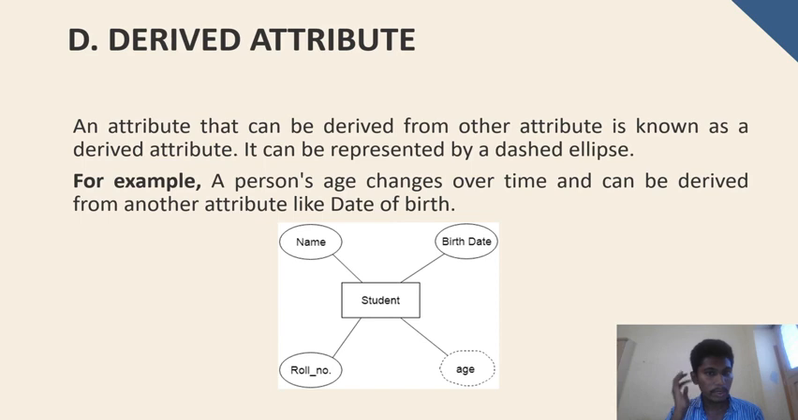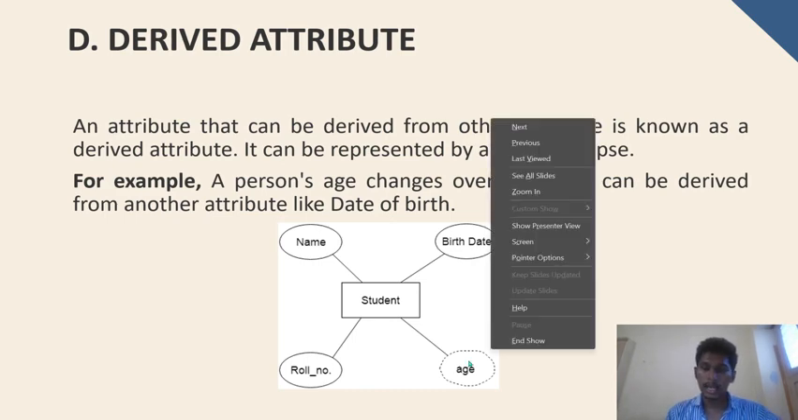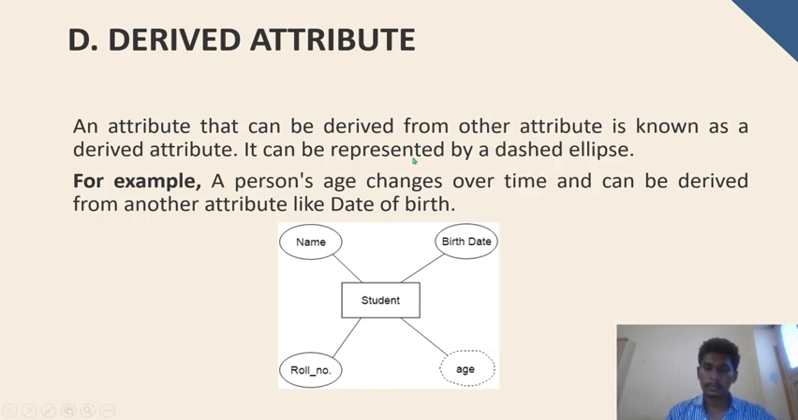Let us see about derived attribute. A derived attribute means an attribute that is derived from another attribute. Let us see here, there is a birth date. What we can find from the birth date is the age. It is represented in dotted lines. So a derived attribute is represented as dotted lines.